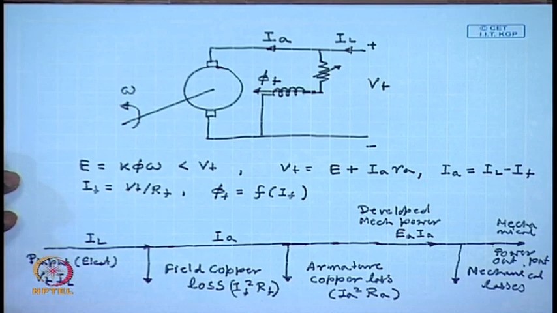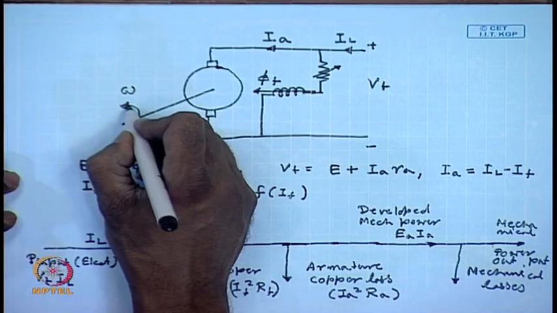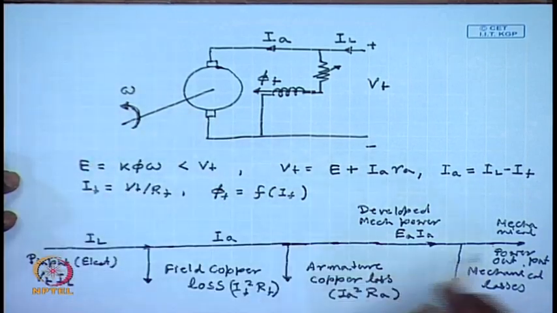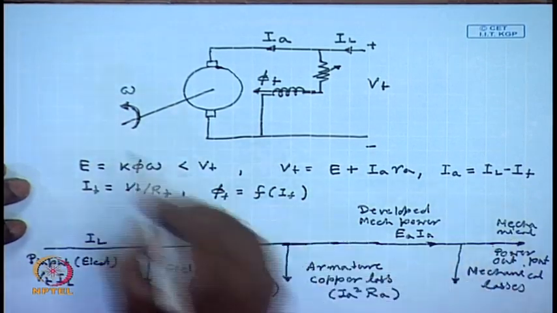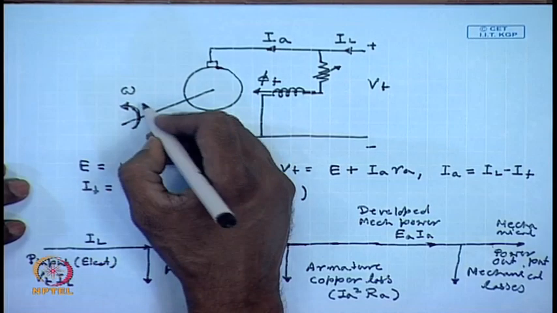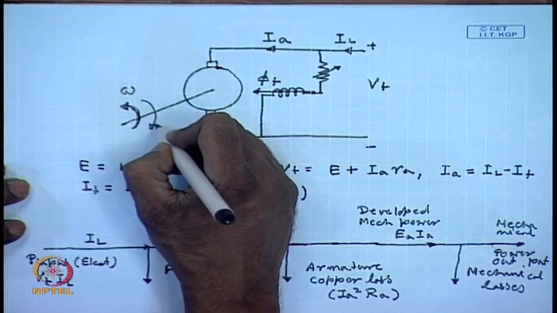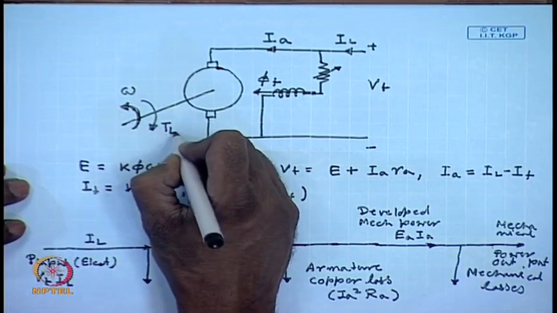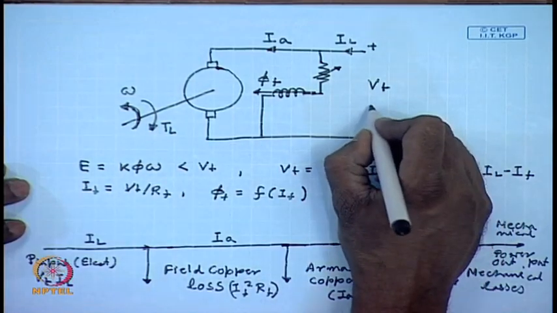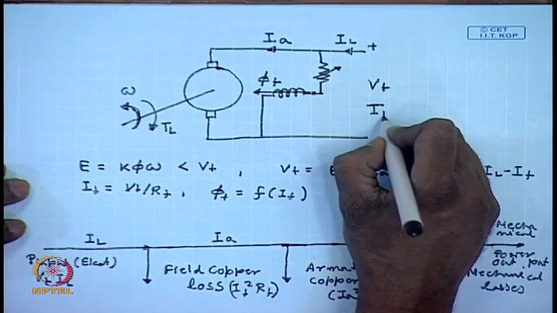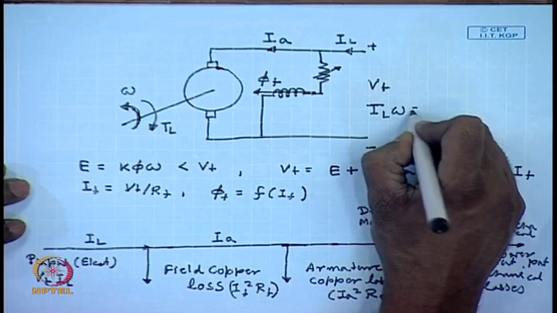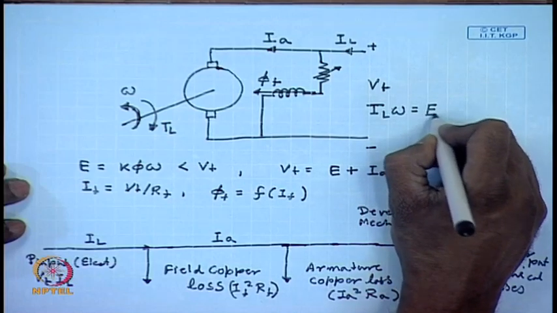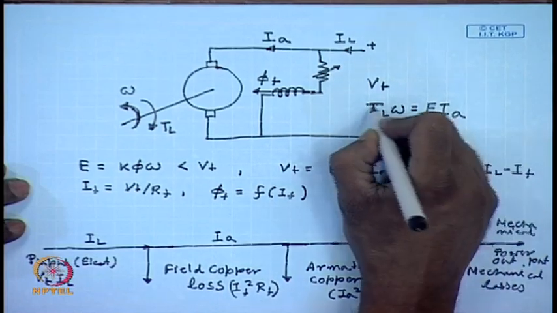So, in order to get some mechanical power output, it must be connected to a load which will provide an opposing torque T_L, and in steady state T_L omega equals E_A I_A.